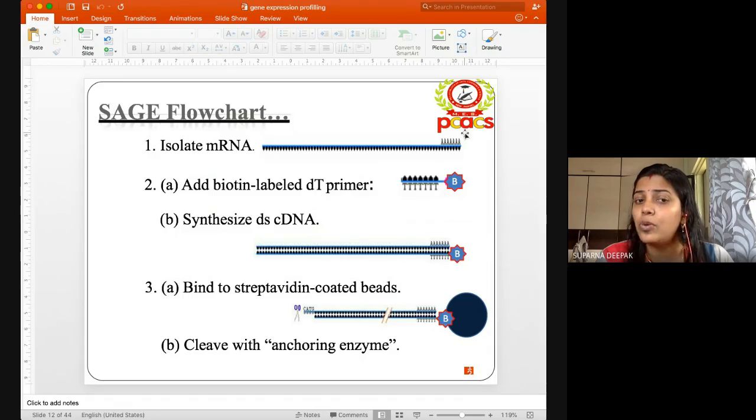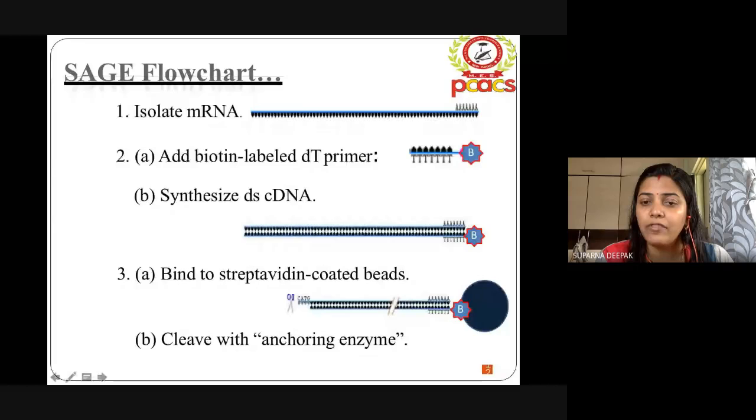You know that every mRNA has a poly A tail. Am I right? Yes. So what will happen? This is your poly A tail. Just one second. Okay, I'm not able to see the chat now. So if you have any doubts, kindly tell me to stop and repeat. Okay, so you see, this is your poly A tail.